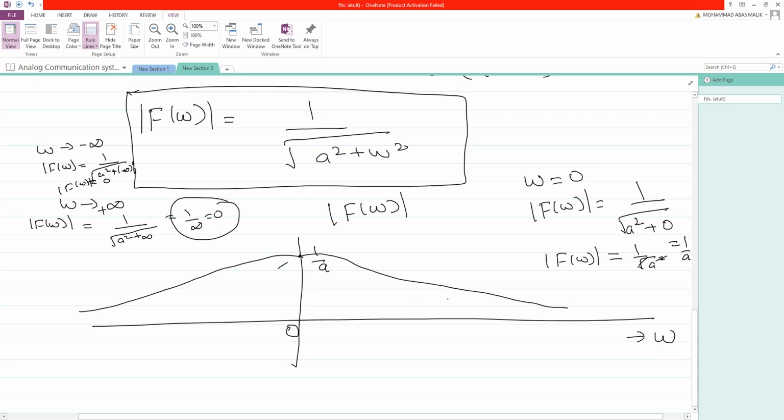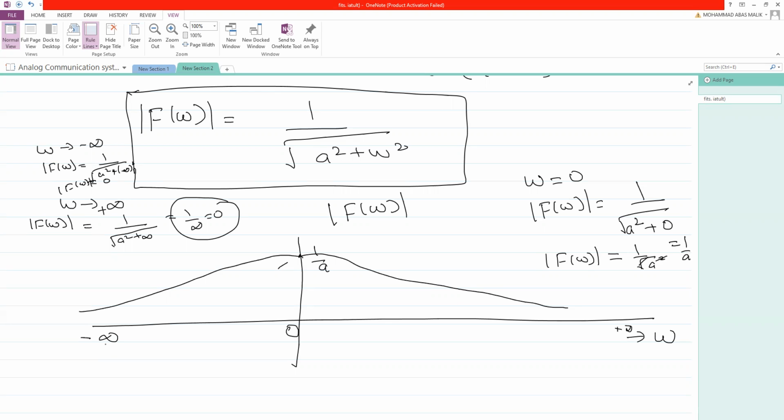This will be symmetric. That means this will be an even function. Omega towards plus infinity on one side, and towards minus infinity on the other. So this is the magnitude spectrum of the signal shown in the figure, that's e raised to the power minus a t, u of t.